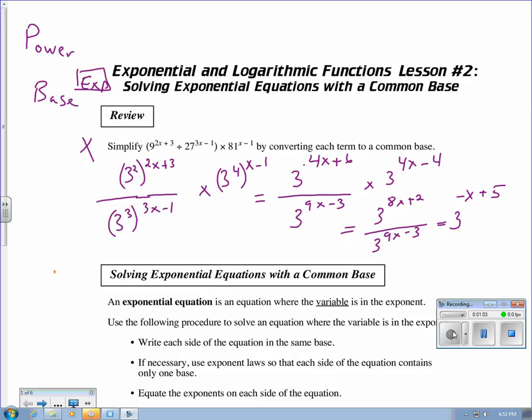So I brought in the exponents to those powers. The exponents raised to an exponent. 4x plus 6 for the first one with that 2. The 3 changes it to a 9x minus 3. And the 4 changes it to a 4x minus 4. Then I did my numerator. I multiplied my numerators, which means I can add my exponents. And then my last step was to divide. So my final answer, 3 to the power of negative x plus 5. Let's move down.